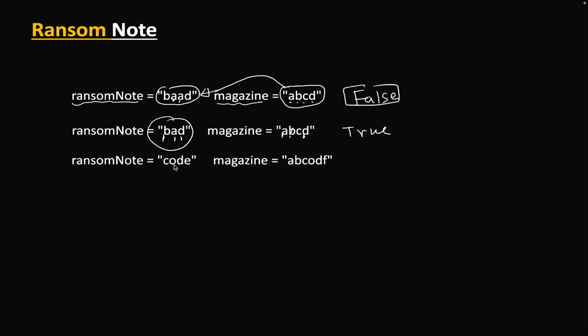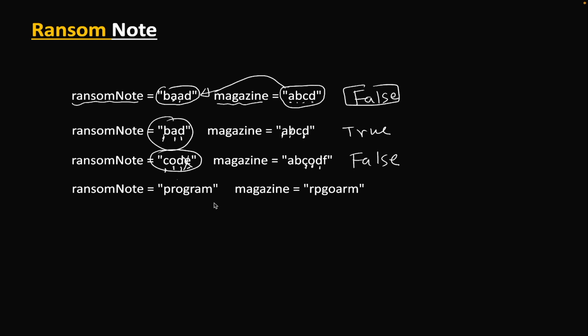For example, if we are given ransom note equals to CODE and magazine equals to ABCODF, can we construct this string from this string? We see that we have here C, we have here C, we have O, we have O here, then we have D, we have here D. We see that here we have E. E doesn't exist in this string. So we cannot construct this ransom note from this magazine letter. So we have to return false for this example.